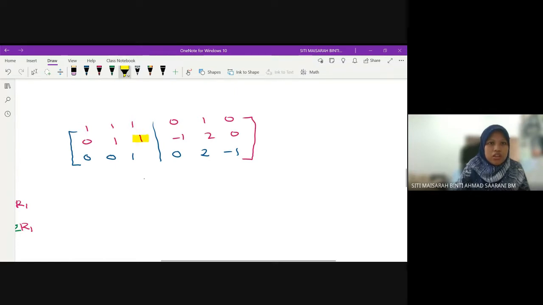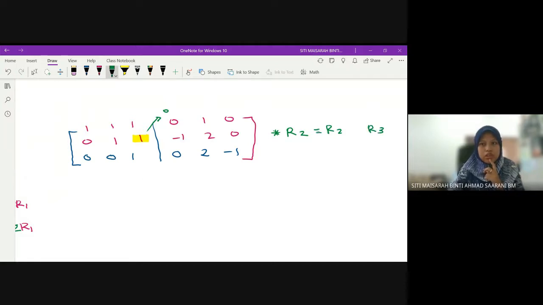obtain 0. The third column above 1 ya, above 1. So kat sini kita nak dapat dia kosong. So we are going to change R2. Nak dapat kosong, jadi kita guna R2 sama ada guna R1 ataupun R3. So then kita boleh guna R3. Sebab apa? Sebab R3 dah tak berubah. So then we are going to use R3 ya.